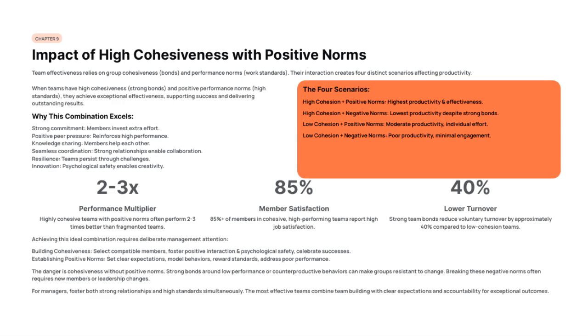On the other hand, high cohesion paired with positive norms results in the highest productivity and effectiveness. Let's consider the 4 possible scenarios. When there's strong commitment, positive peer pressure, knowledge sharing, and seamless coordination, these factors foster resilience, innovation, and overall team success.